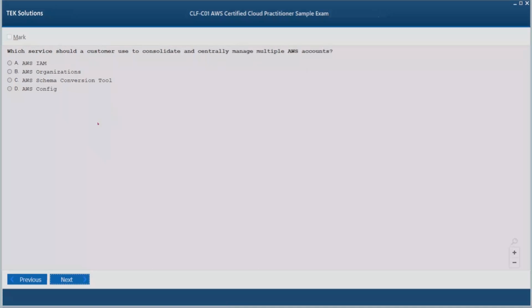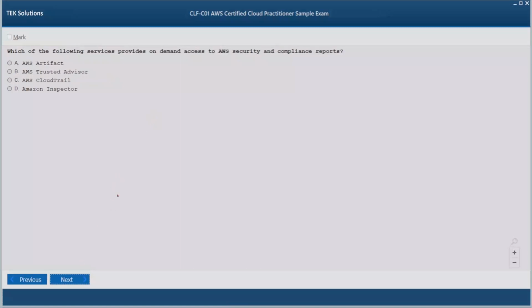Which service should a customer use to consolidate and centrally manage multiple AWS accounts? A, AWS IAM, B, AWS Organizations, C, AWS Schema Conversion Tool, D, AWS Config. So the correct answer here is option B, AWS Organizations. Customer can use Organizations to consolidate and centrally manage their multiple AWS accounts.